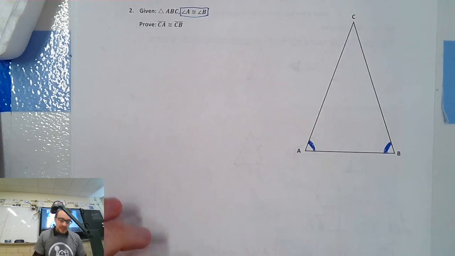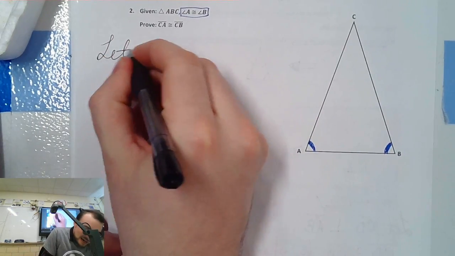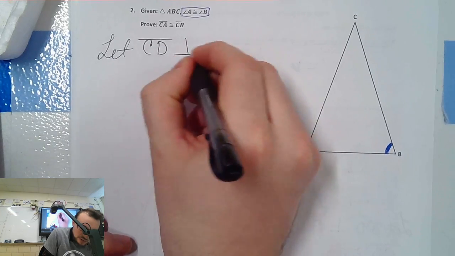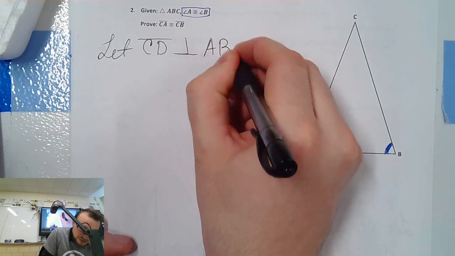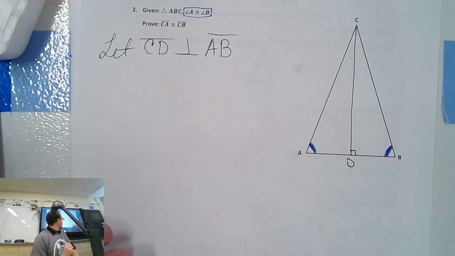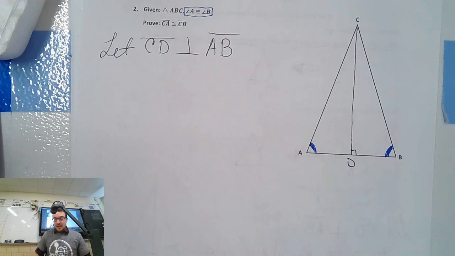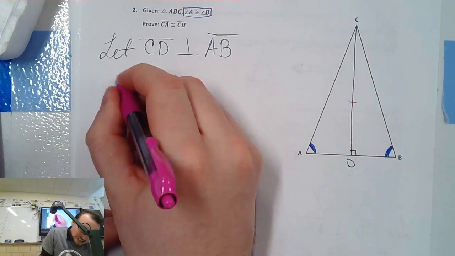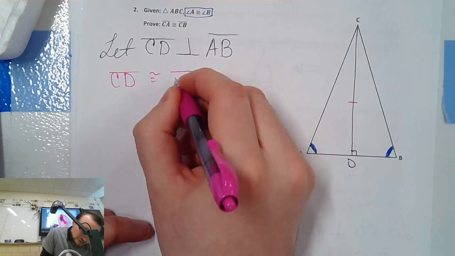All right, here we go. You said first off, let CD be perpendicular to AB. So I'm going to draw that on my diagram. Here it is. That's D. Then I know that we have a shared side here, so CD is congruent to itself because it's a shared side.